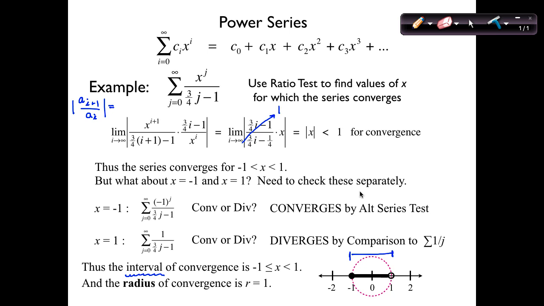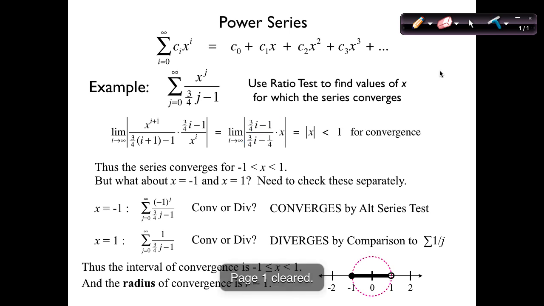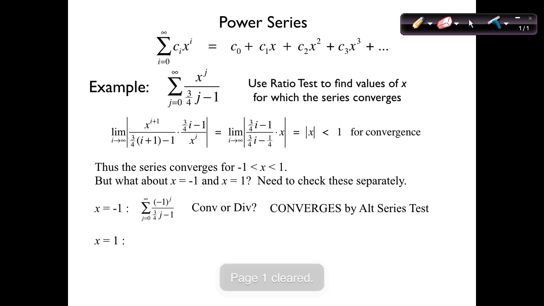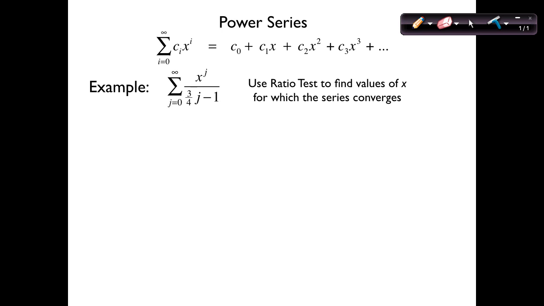Okay, so now I want to go back and look at this example a little bit more. Questions on this? It converges when x is between -1 and 1, including the left endpoint but not including the right endpoint. And that gives us a radius of convergence of 1. All right, so I want to go back here and look at the original.